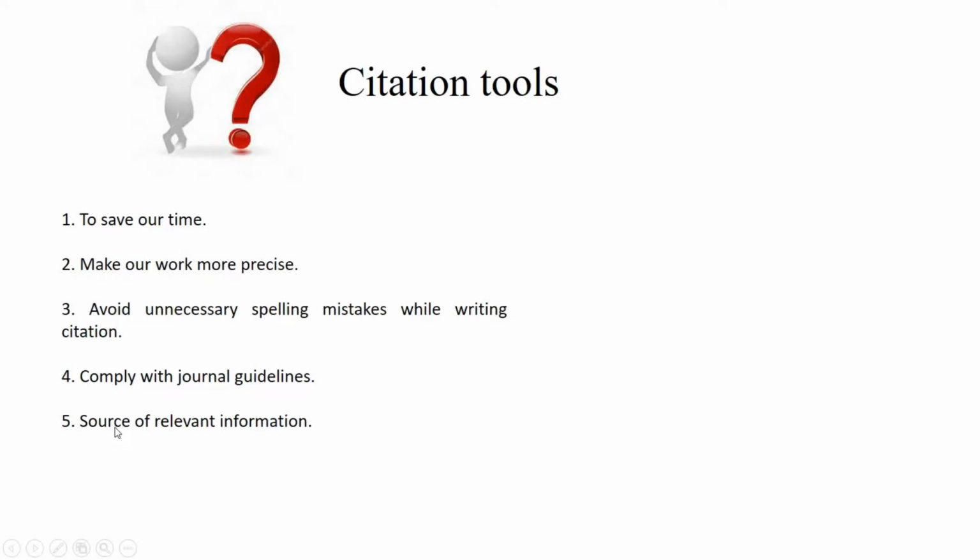Also, the reason why we use these citation tools is that they are a source of relevant information. As I explained, sometimes we need some vital information to support our statement while writing the manuscript, but we end up googling, reading NCBI, reading Google Scholar, reading so many publication websites to see where we can get that information. But using these citation tools, you can easily navigate those papers that can back your statement, and that's very easy to do.